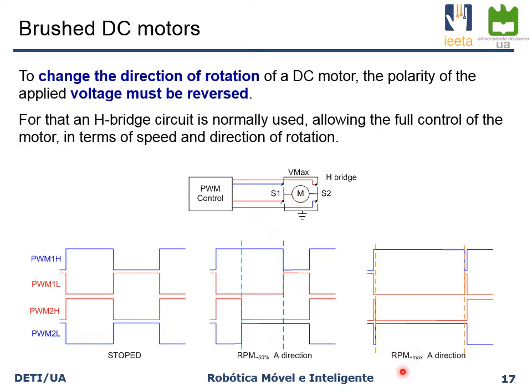For instance, in this case, you have a similar situation like this, so you are still rotating in the same direction, but the duty cycle in this case is 90%. 90% of the time, you will have this one on and this one also on, so there is a current flowing in this direction, and this will correspond to the maximum rotation, basically, that we can apply to the motor.